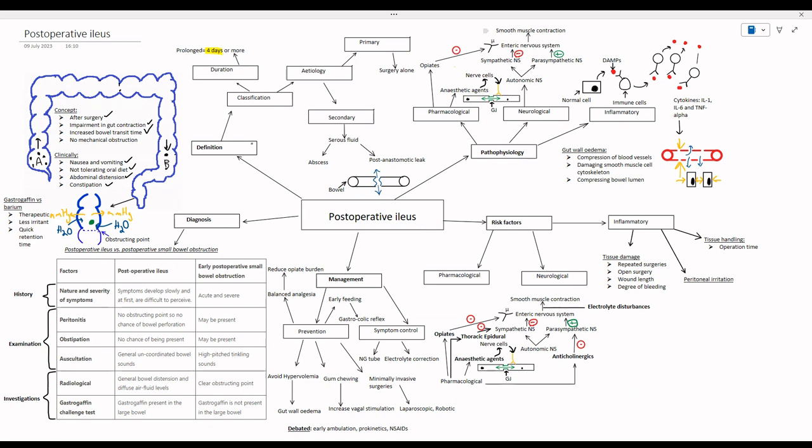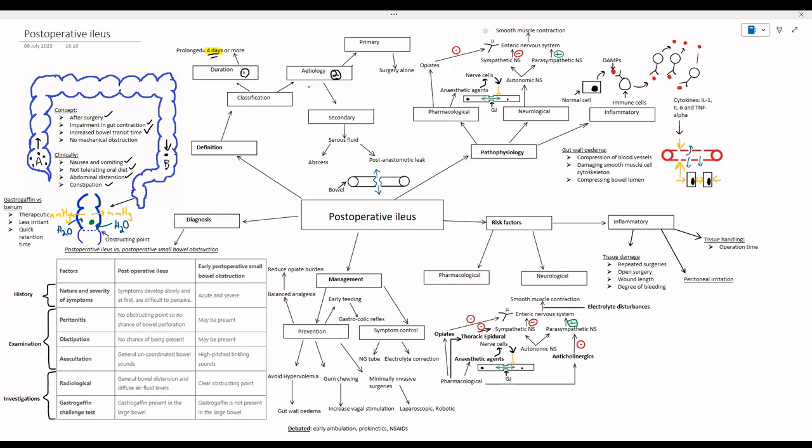Now let's move on to how we classify postoperative ileus. There are two ways of classifying postoperative ileus. One is based on the duration of symptoms, and the other is based on the underlying cause. So in terms of duration of symptoms, the only definition you need to know is that we define it as prolonged postoperative ileus if the symptoms that we mention here in the clinical factors last for 4 days or more. That's where you refer to as prolonged postoperative ileus.